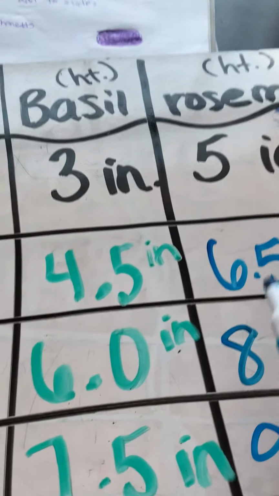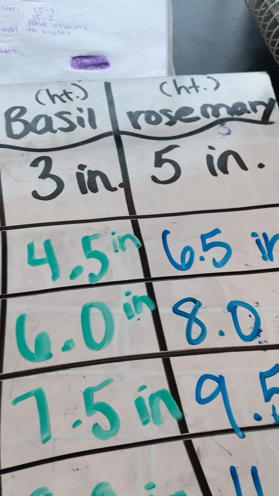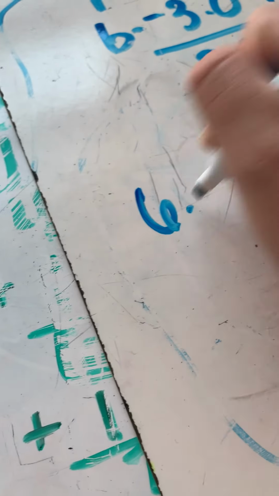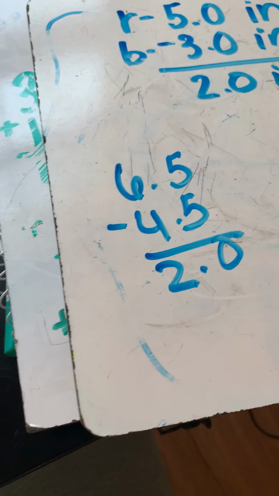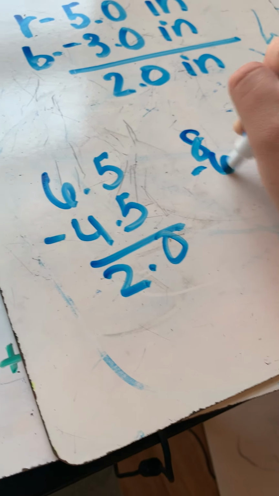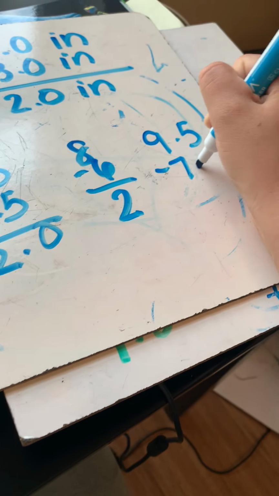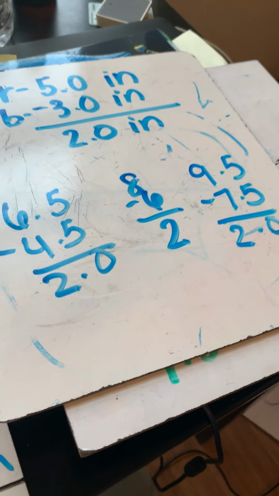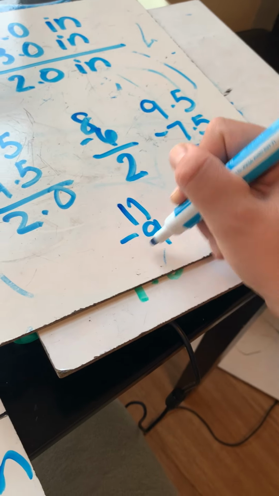Is that the same with everything? Let's see. 6.5 and 4.5. Is 6.5 minus 4.5 2? Let's see. It sure is. Let's see the difference between 8 and 6. It's 2. What about the difference between 9.5 and 7.5? It's 2. What about the difference between 11 and 9? It's 2.